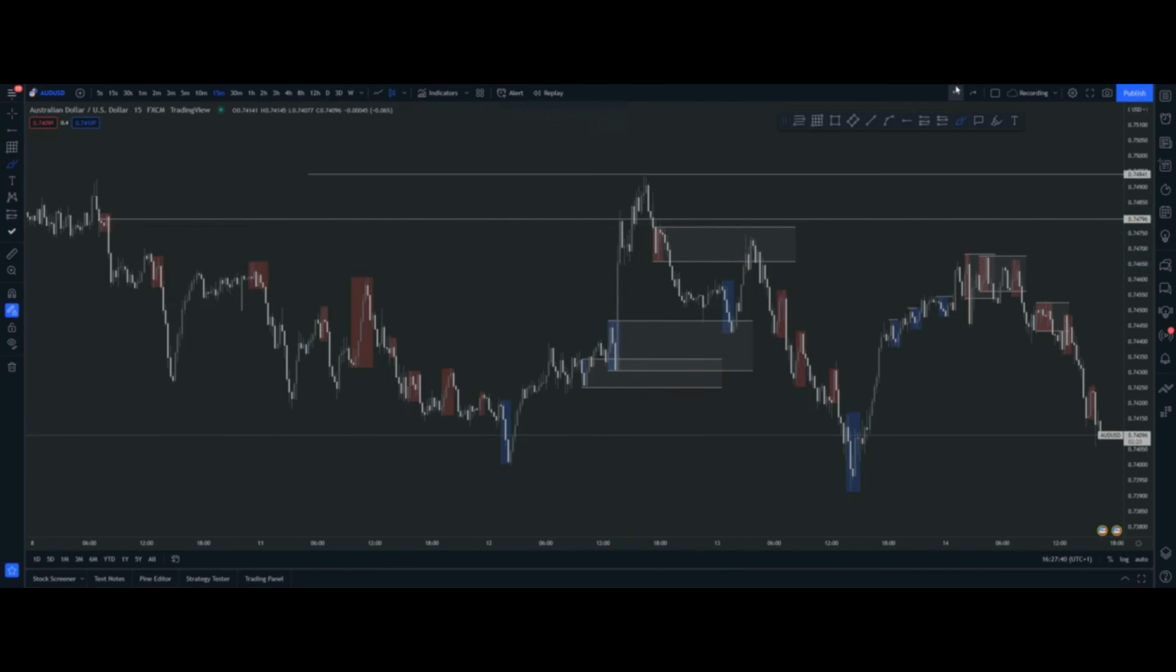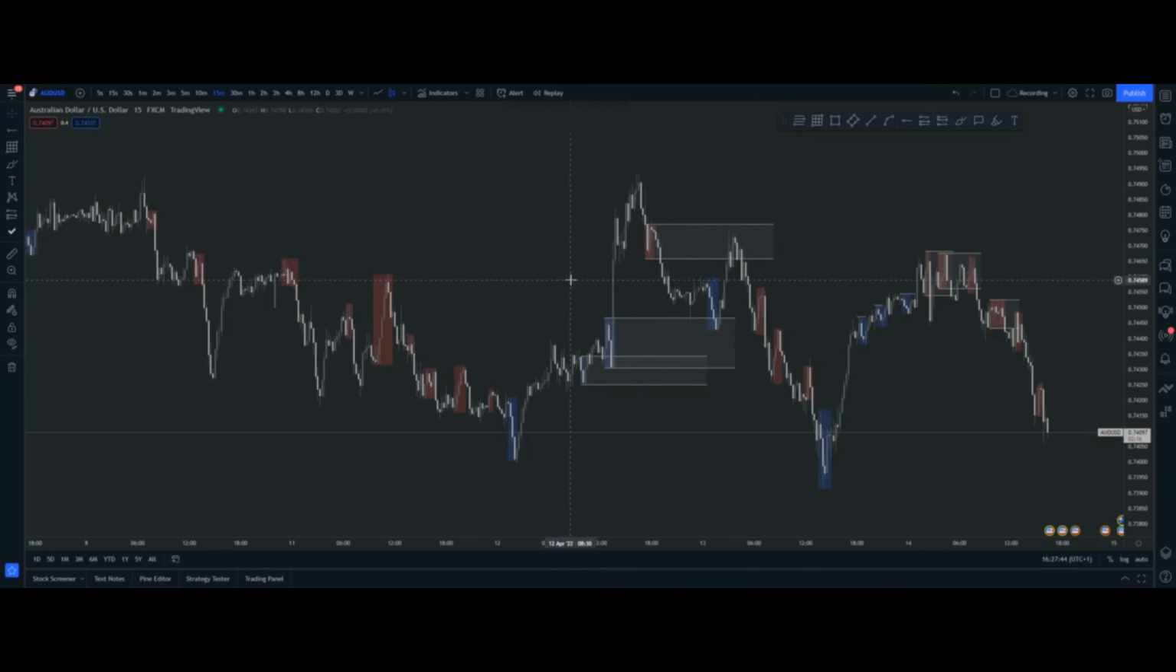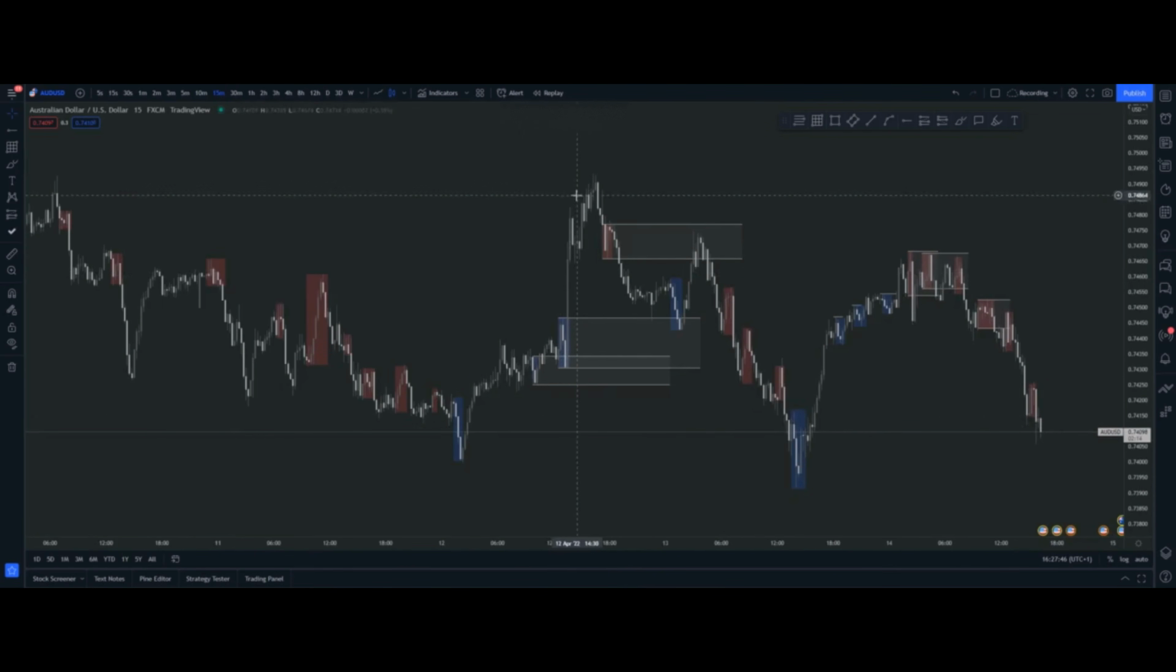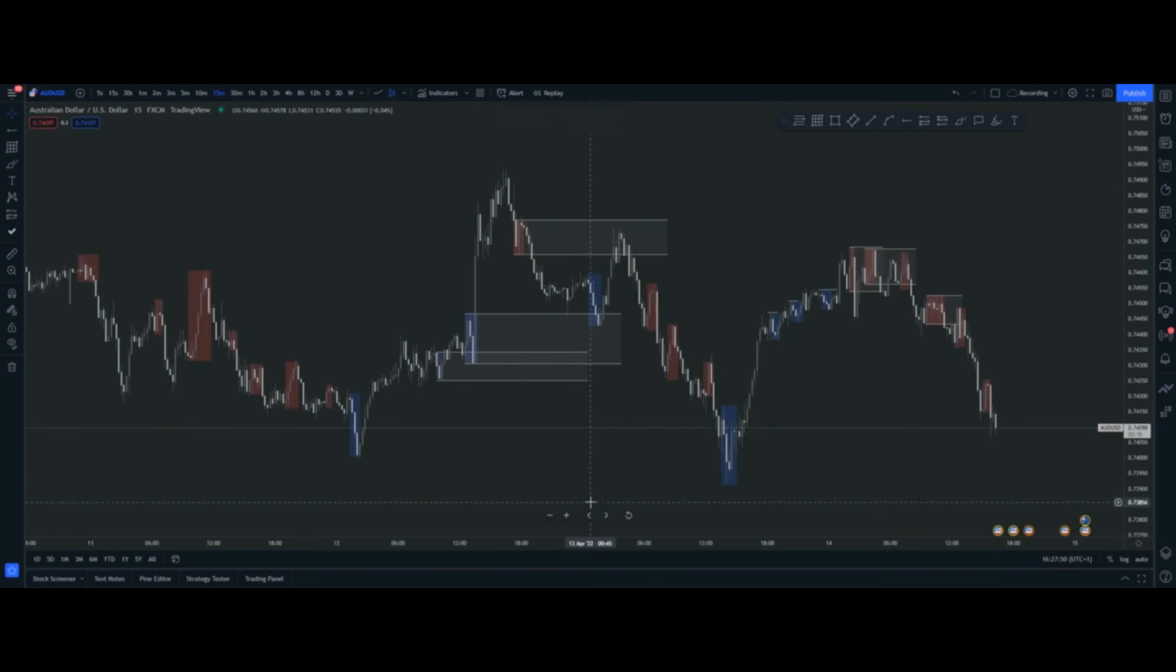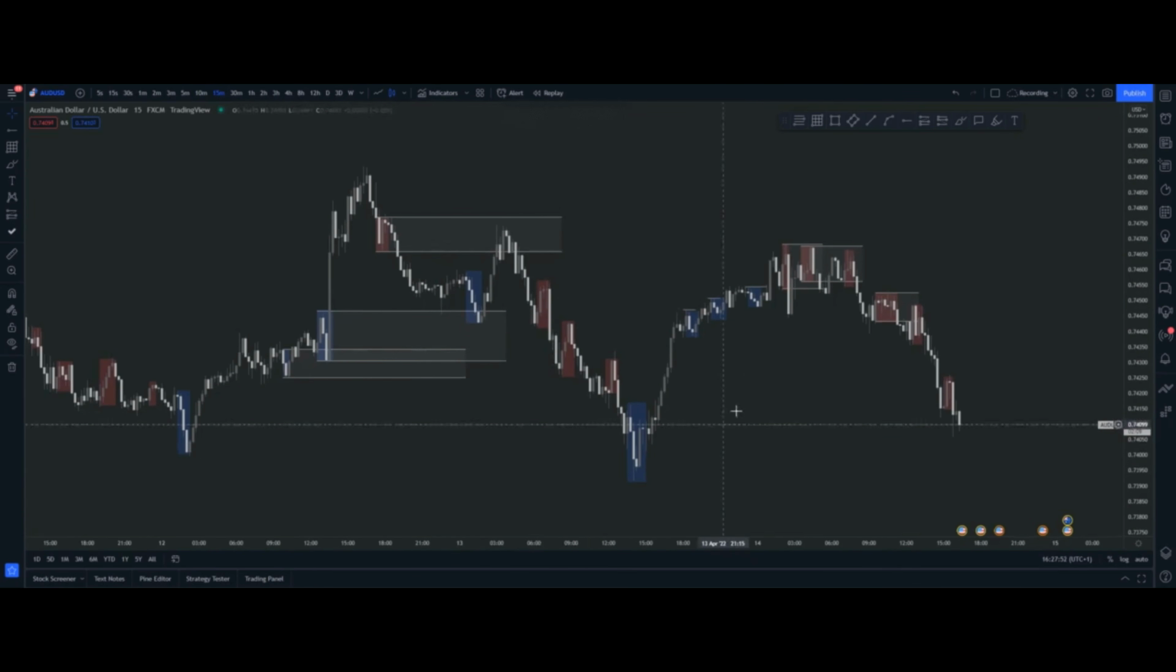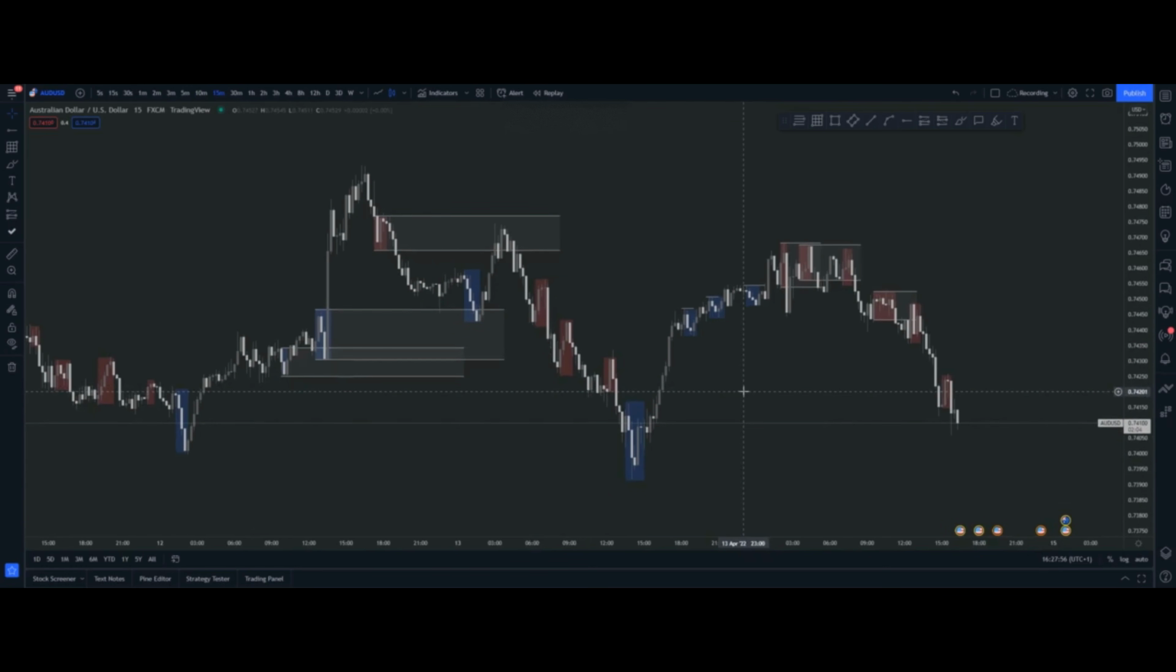So all these ranges, they do show some form of reaction. Whether it follows through or not depends on what sort of order flow we're following up with. But yeah, that basically is a video on using supply and demand ranges to figure out what sort of order flow you're in and how that can benefit you in terms of choosing places to trade off of.